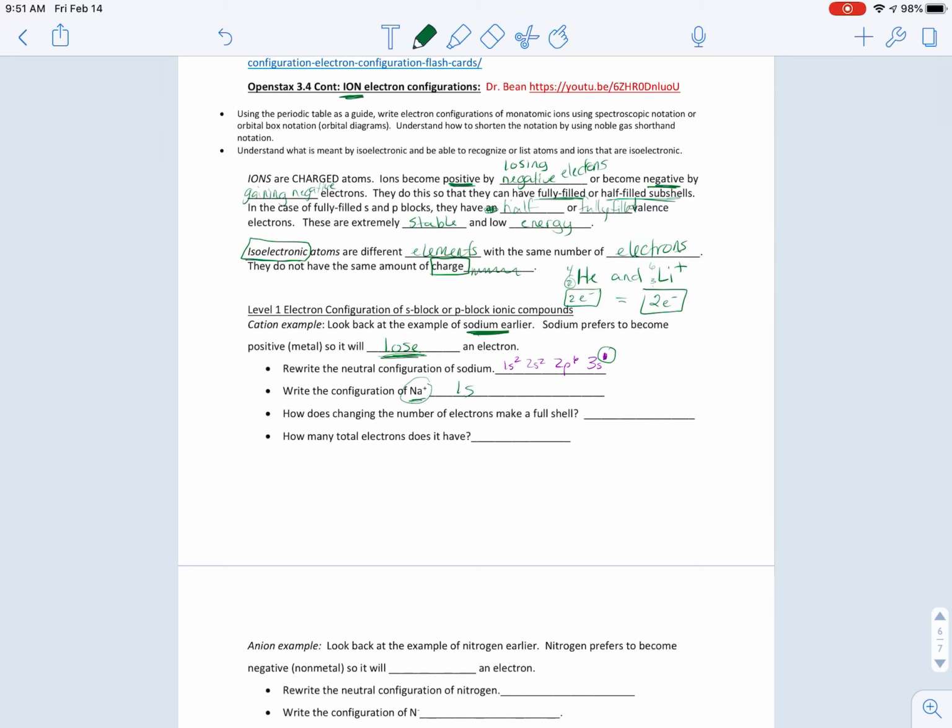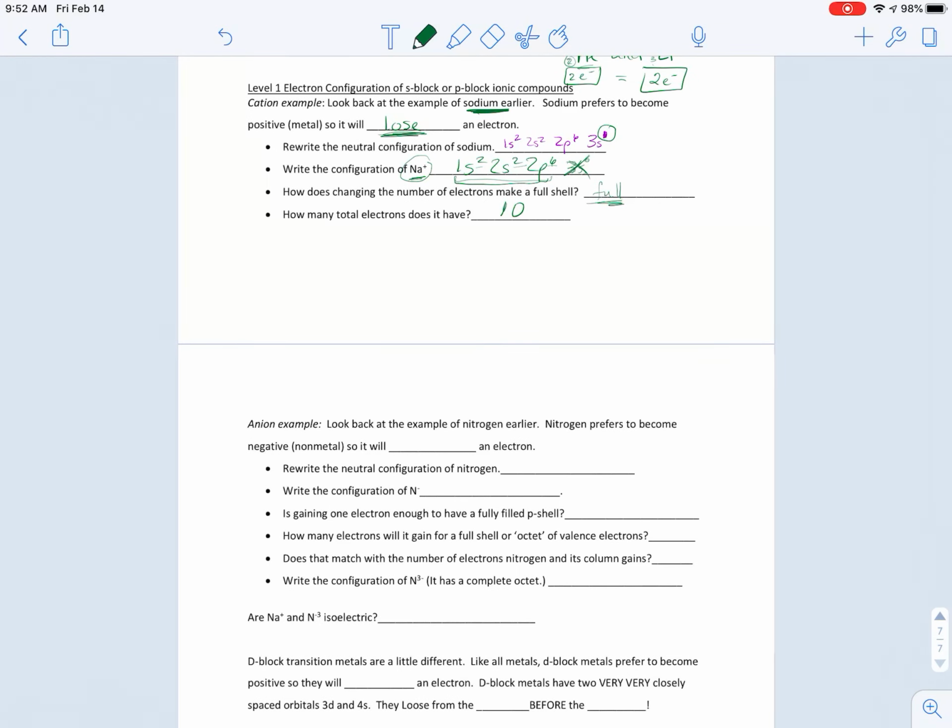So sodium plus's configuration is 1s2, 2s2, 2p6, and that's it. You don't write that. You just stop where the electrons are. Notice now he looks an awful lot like helium, right? Not helium. He looks an awful lot like neon. So how does changing the number of electrons make it a full shell? Do you see how now that we've lost that electron, now we're full? And the total number of electrons that this guy has is 6 plus 2 is 8 plus 2 is 10.